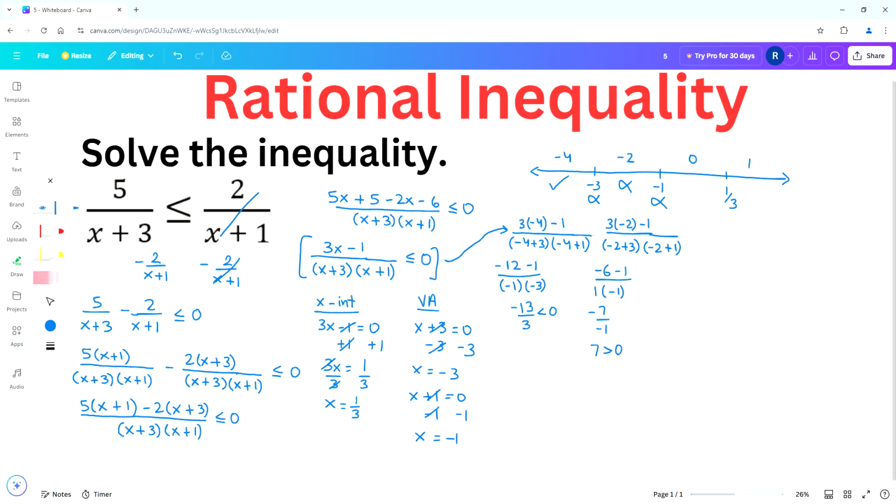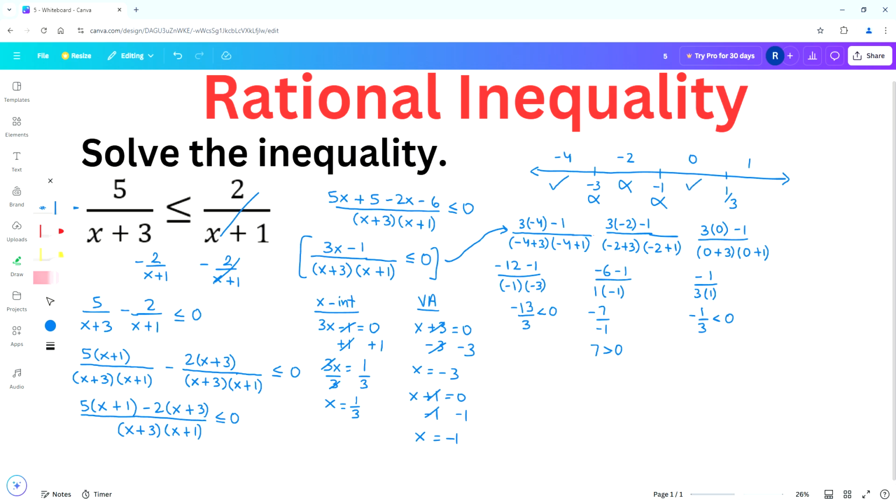Next, we can use the test value 0. I get negative 1 over 3, which is less than 0. Therefore, the inequality is satisfied in the interval between negative 1 and 1 over 3.